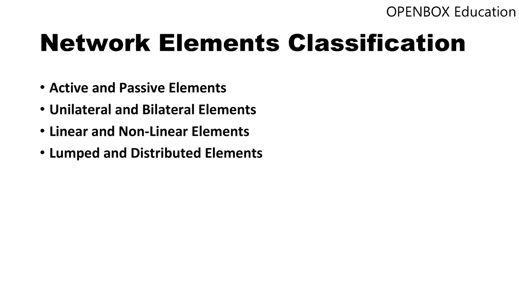Network elements classification. Network elements are broadly classified into four types: active and passive elements, unilateral and bilateral elements, linear and nonlinear elements, lumped and distributed elements.